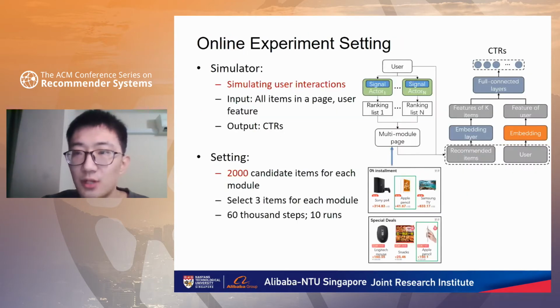Due to the huge cost and the risk caused by deploying different algorithms to the real-world scenario, we build a simulated online environment. A simulator is used to simulate users' interactions. Given the recommended items of two modules, the simulator provides the CTRs of these items. In this way, the interactions of modules are considered. In this setting, we store 2,000 candidate items for each module, and each agent recommends 3 items. We train our model for 30,000 steps and get the results from 10 runs.